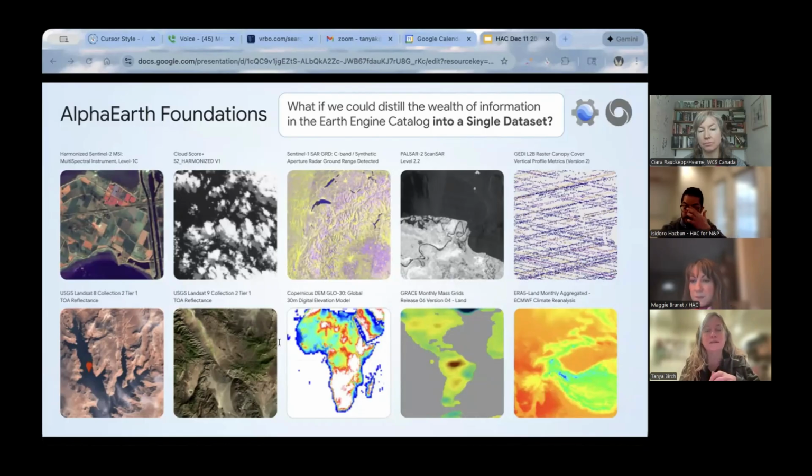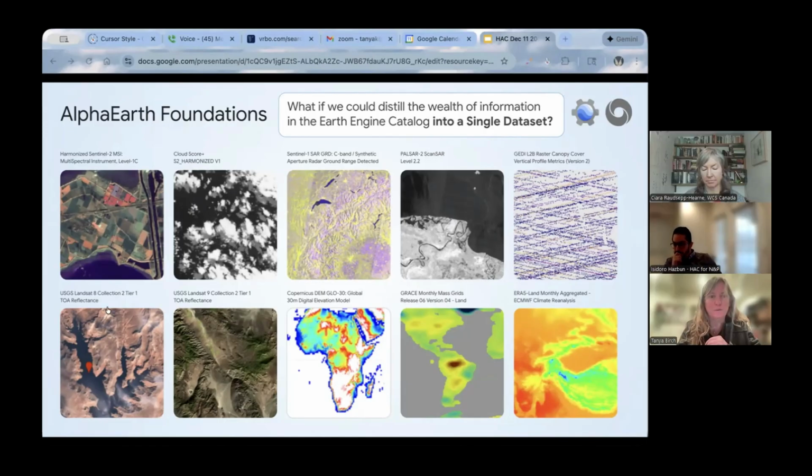Some of the input data that goes into the model is the optical data from Sentinel-2 and Landsat thermal, C-band radar from Sentinel-1, L-band radar from ALOS PALSAR, elevation data from Copernicus, LiDAR returns from GEDI, climate data. We even have some geotagged text from Wikipedia articles joined with information from the Global Biodiversity Information Facility, or GBIF, the species occurrence records. But really the question is, okay, how do you use that?